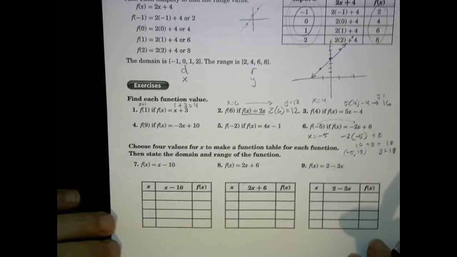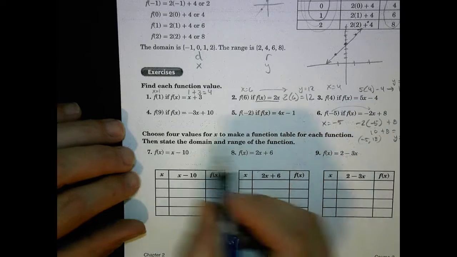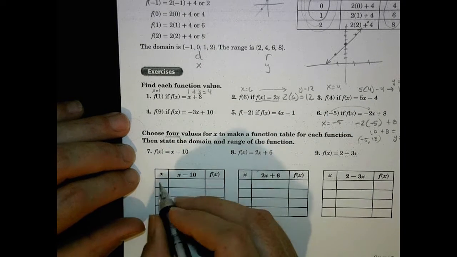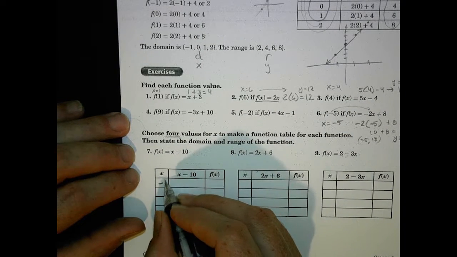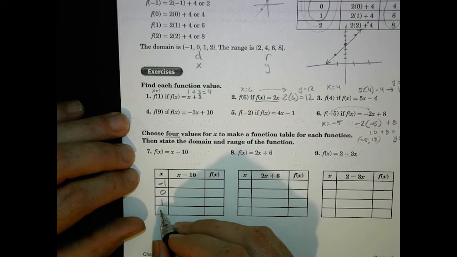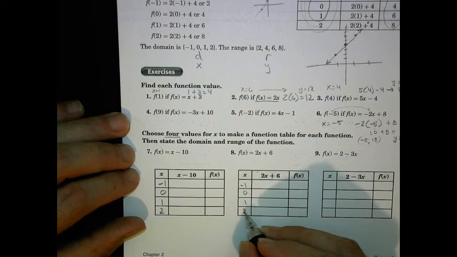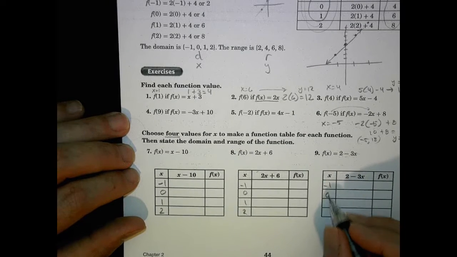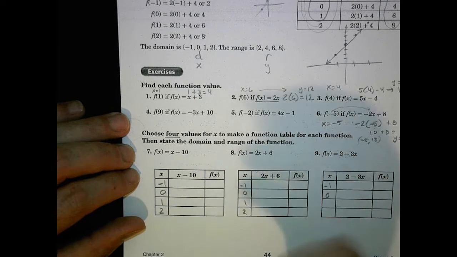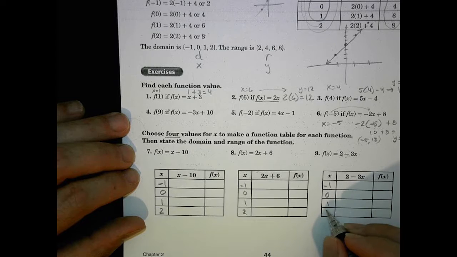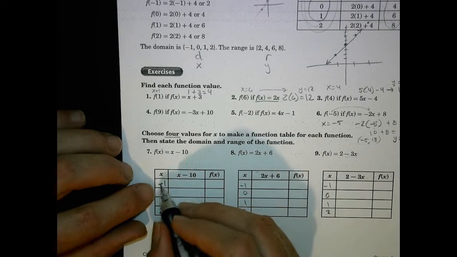Now, in the next section, it's the same idea, but now it says to choose 4 values. And again, I would suggest always doing negative 1, 0, 1, and then a 2. Just keep it simple for yourself. Again, no reason to work with some crazy numbers. Don't pick 17 and 23. That's just going to be crazy. So now we're going to plug that in there.